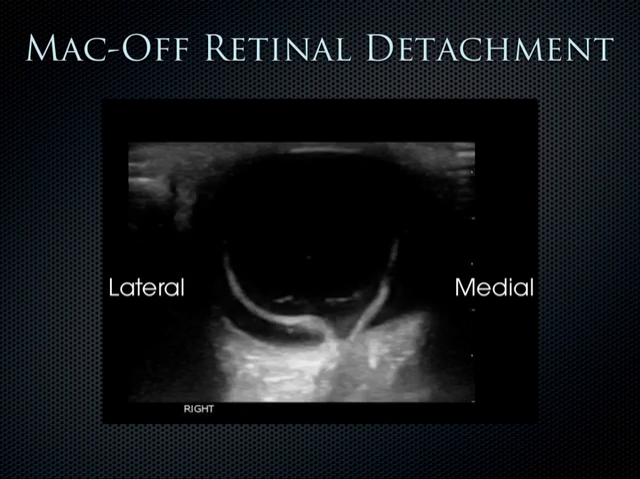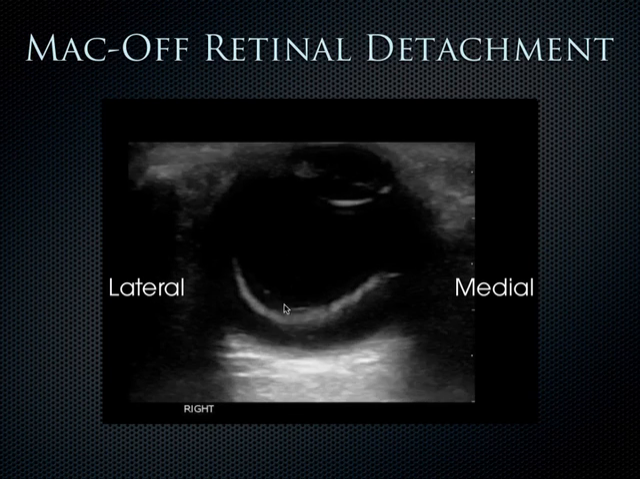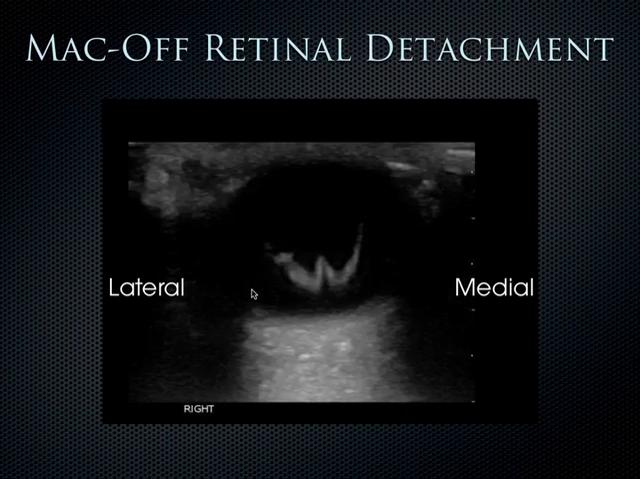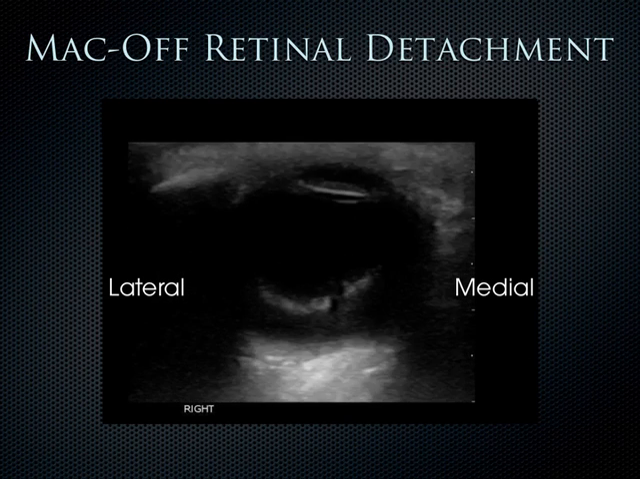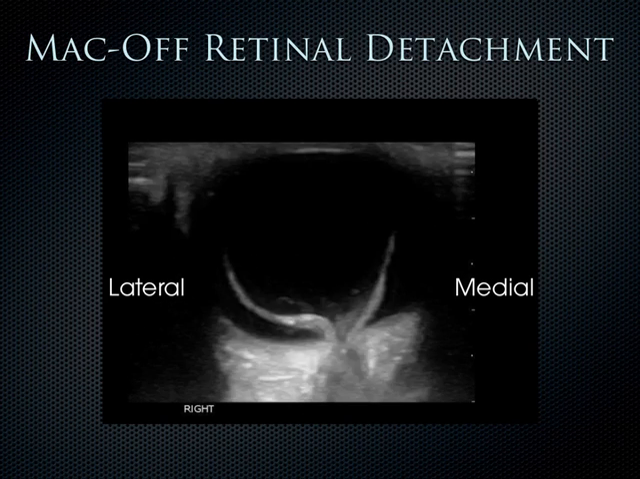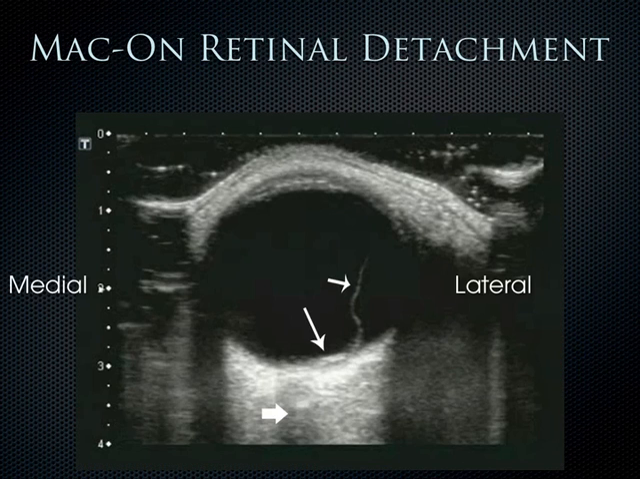And there's another example. This is the same patient. We're just fanning through it now. As we fan through this eye, we can see that optic nerve sheath, and just lateral to it, it's not attached. And so that's a MAC off funnel-looking detachment.